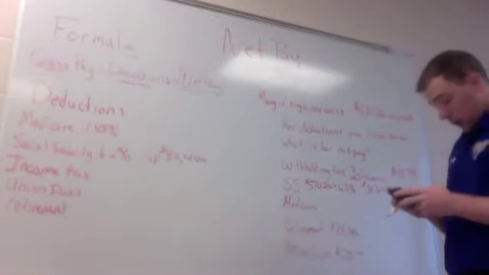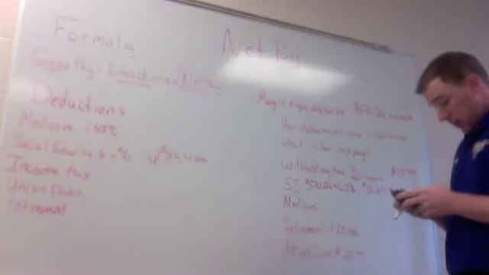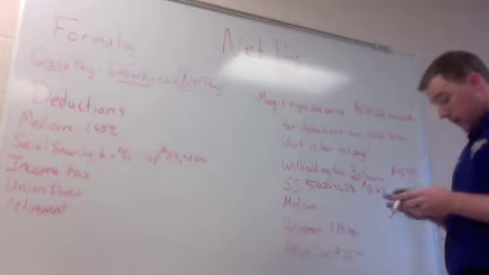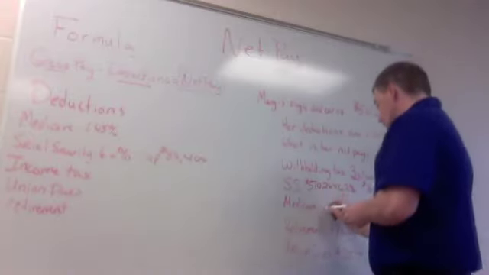Now we have to do the same for Medicare, because it gives us a percentage. So we have to find what percent is getting taken out. We take 510.26 times 0.0145, and that gives us $7.40.